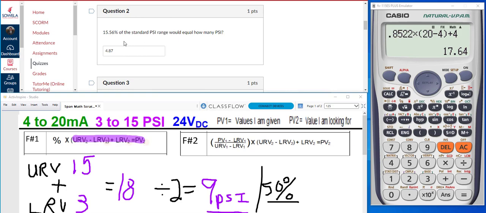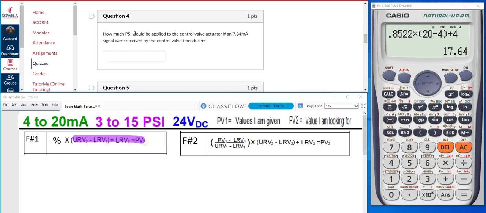Go back up to number 2 and looking at my technique here for finding 50%, since I'm dealing with PSI, it's always going to be 3 to 15. Well, 3 plus 15 is 18, divided by 2 is 9. So I know that 9 PSI is 50% of that scale, of that span. So when we're talking about 15%, I know that should be below 9 because I'm less than 50%. So I know it should be less than 9 PSI. That's just a quick way to check your work.